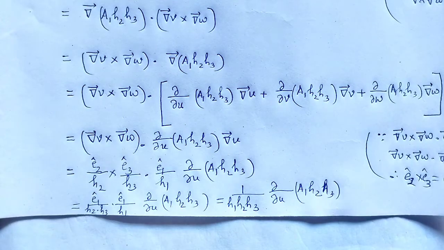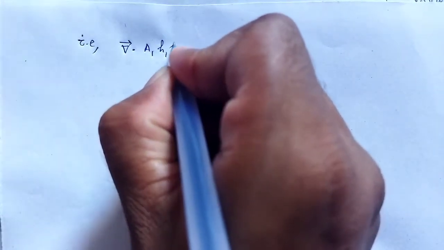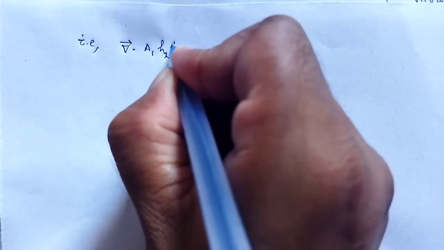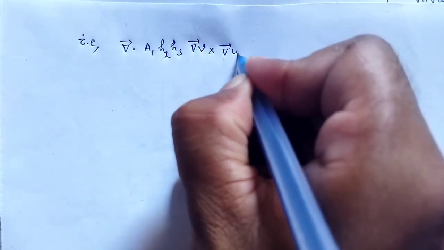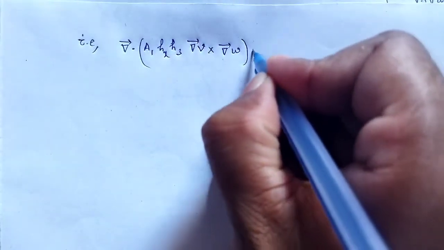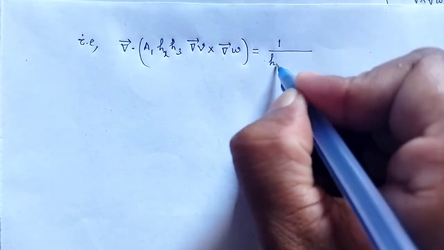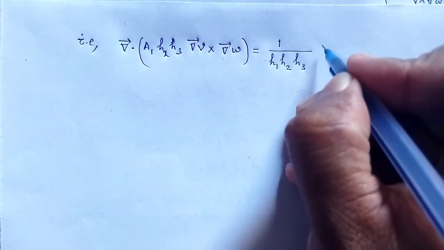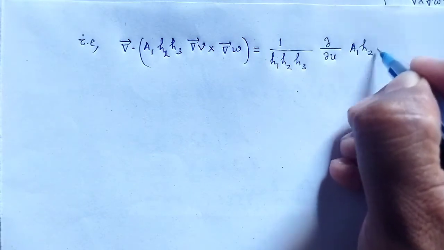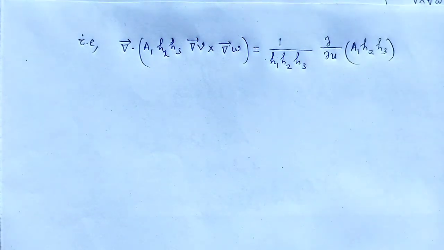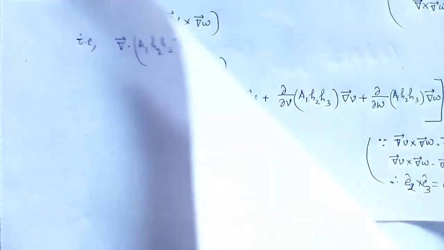So we can write, that is, we find grad dot of A1 H2 H3 grad V cross grad W is equal to 1 by H1 H2 H3 del by del U of A1 H2 H3. Let this be equation number 2.